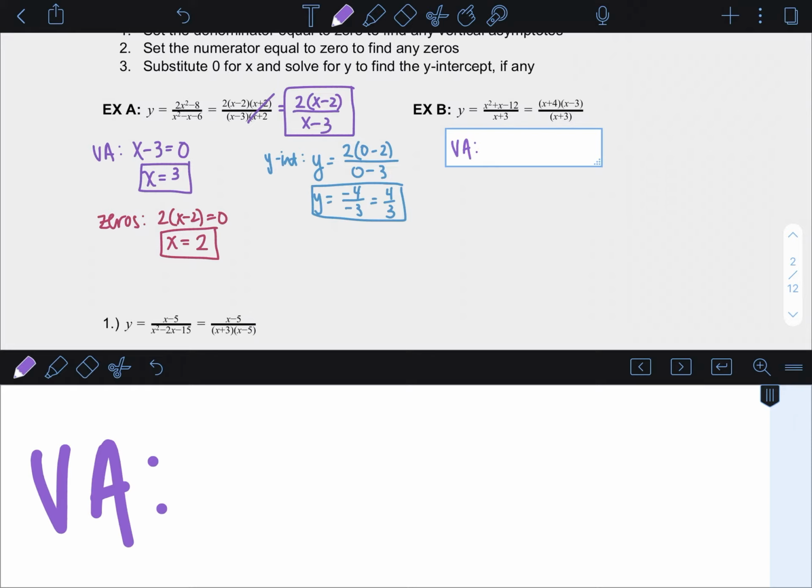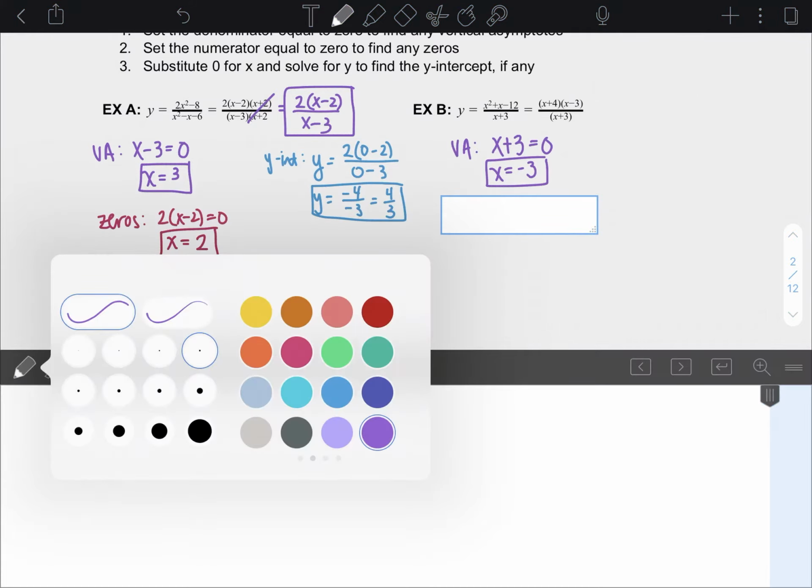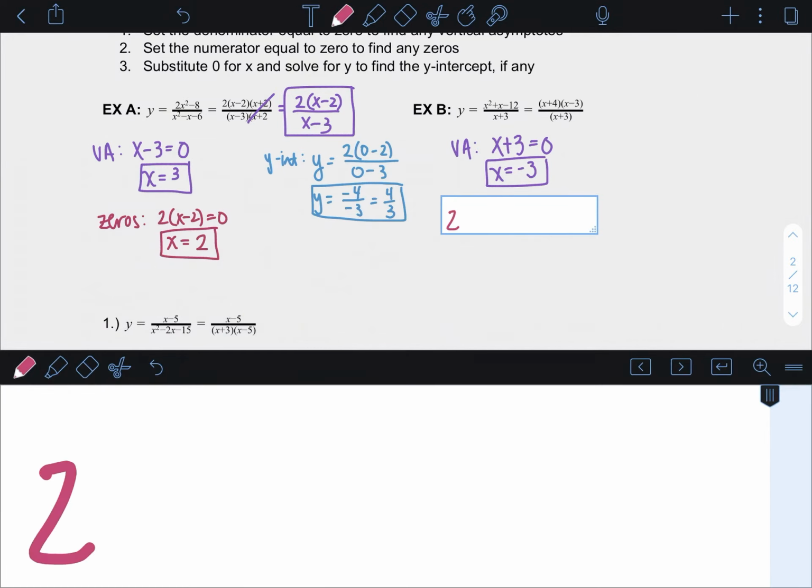So starting with the vertical asymptote, to find the vertical asymptote, you set the denominator to 0. In this case, our denominator is x plus 3. Set that to 0, we get x is equal to negative 3. There's our vertical asymptote. Next comes the zeros.